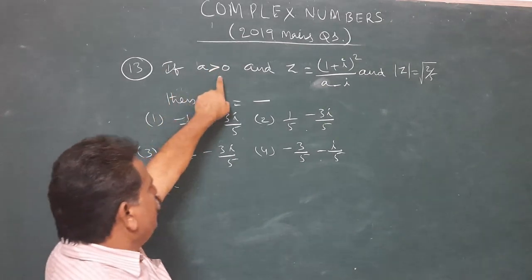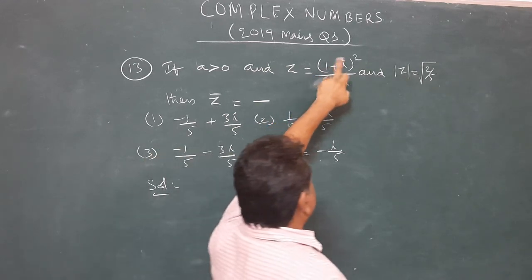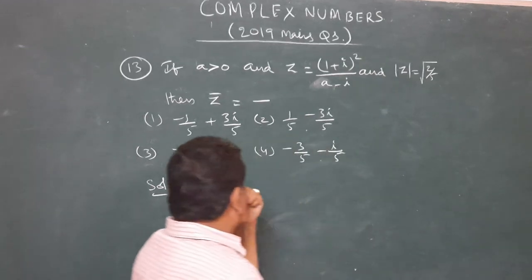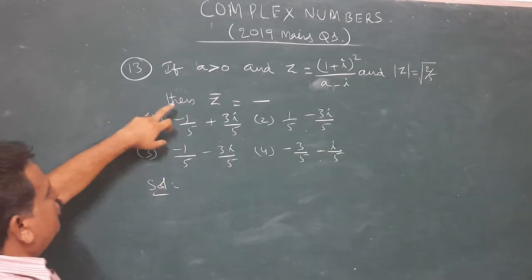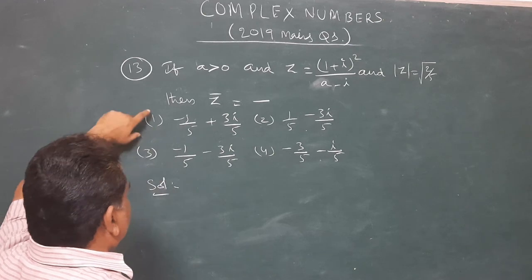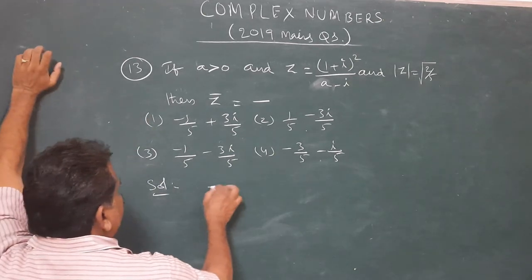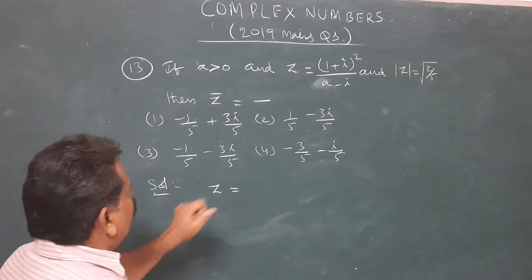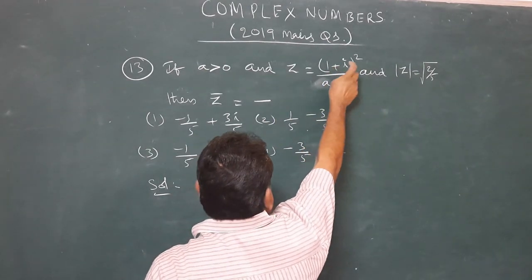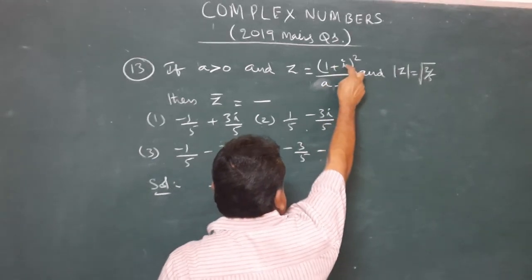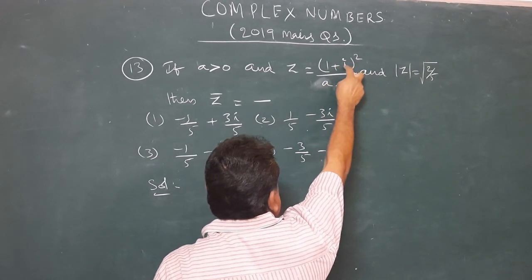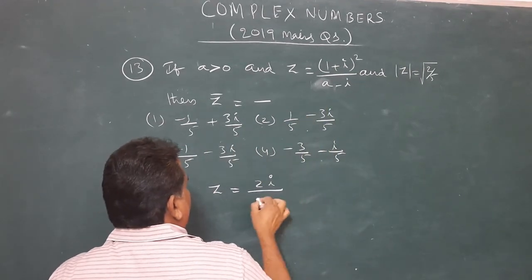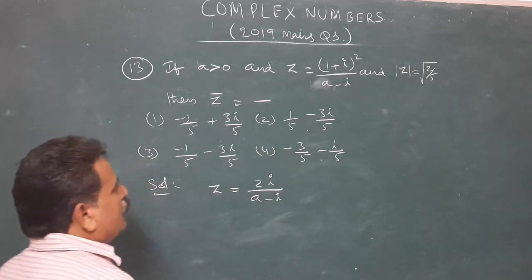If a is greater than 0 and z equals (1 plus i) whole square by (a minus i) and mod z equals root 2 by 5, then z bar equals? Now here z is given as this. 1 plus i whole square, expand this: 1 plus i square plus 2i. i square is minus 1. So 1 minus 1 cancel, we get 2i by a minus i.